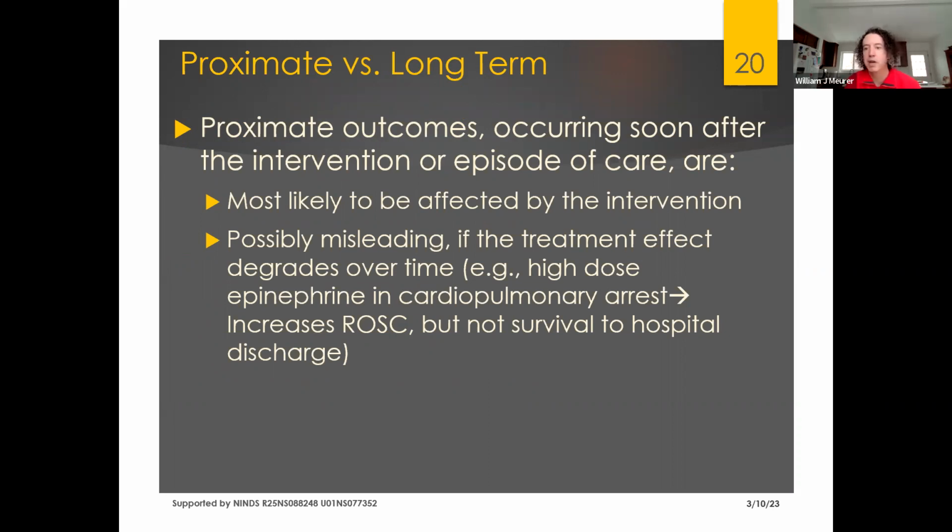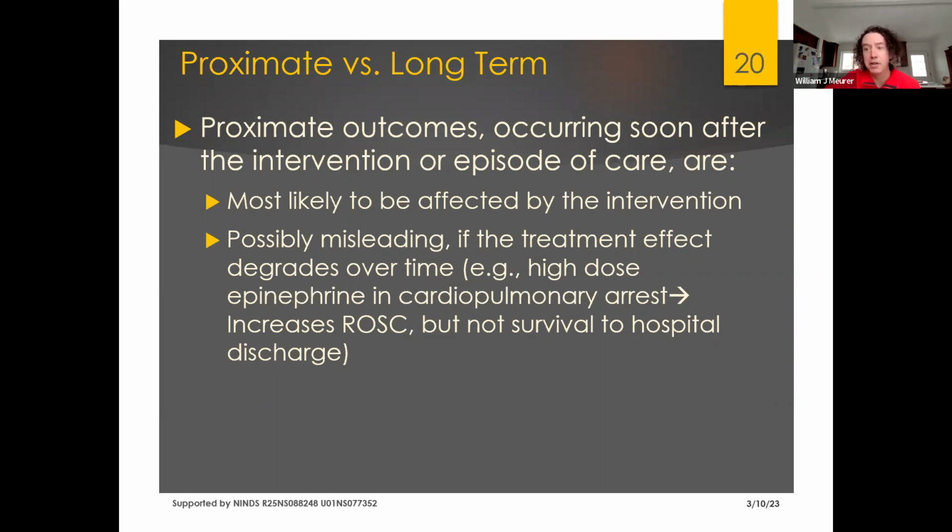In terms of proximate outcomes, soon after the intervention or episode of acute care, these are most likely to be affected by the intervention, but sometimes they can be misleading. Like if you get high-dose epinephrine in cardiopulmonary arrest, you may bring more patients back, but more of them don't survive to hospital discharge because blood flow was not restored to their brain sufficiently fast in order to allow them to survive with a good neuro outcome. So sometimes proximate outcomes can be misleading.